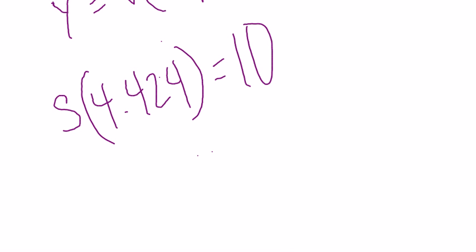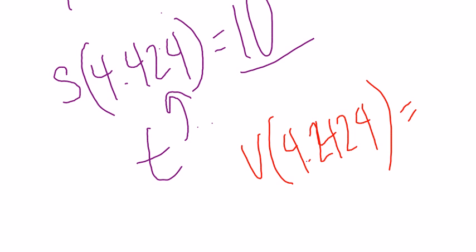You'll notice that I just wrote that the object is 10 feet above the ground at time t equals 4.424, which I rounded. So now I just have to find the velocity at time t equals 4.424, or honestly, better if you don't round it, but if you do, hopefully we'll be close.